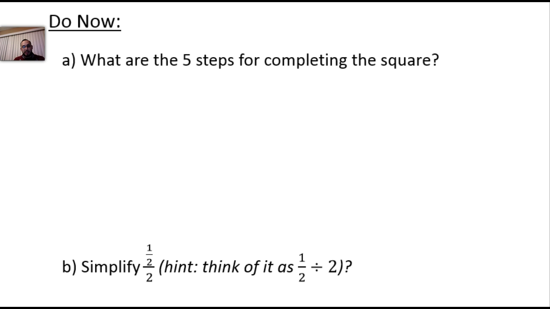We start with a do now, just like in the classroom. We listed the 5 steps for completing the square. If you don't remember that, look at the video for completing the square. And part B is to simplify 1/2 over 2. Another way to think about this is as 1/2 divided by 2.